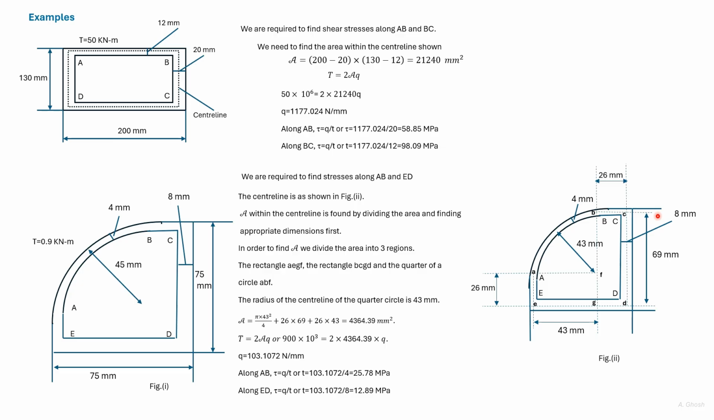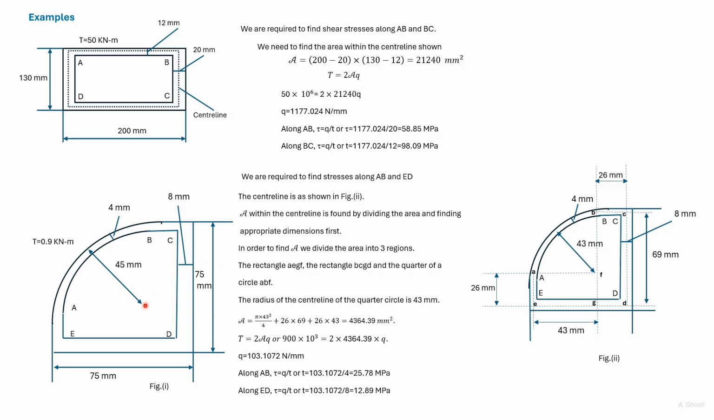We have to find out the area within the center line, and we can find it out using three portions. So ABF is a quarter of a circle. AFGE is a rectangle and BCBG is another rectangle. So if we add these three areas up, then we'll get the area within the center line.